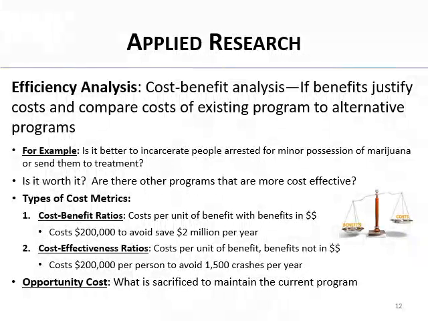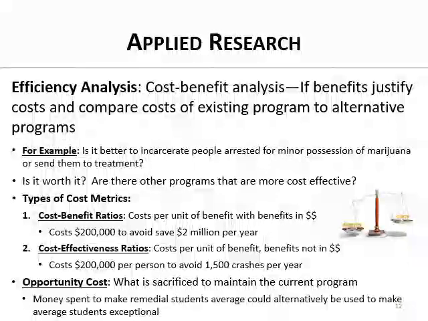Finally, we have what's called the opportunity cost, and opportunity cost is you consider what we sacrifice in order to maintain the current program. So this is the whole comparing alternatives. So we spend this much money to do this, we therefore can't do this and this other thing, and you make those comparisons, and what is sacrificed is called the opportunity cost. So for example, the money spent to make remedial students average could alternatively be used to make average students exceptional. That's an opportunity cost of spending so much money on remedial students.